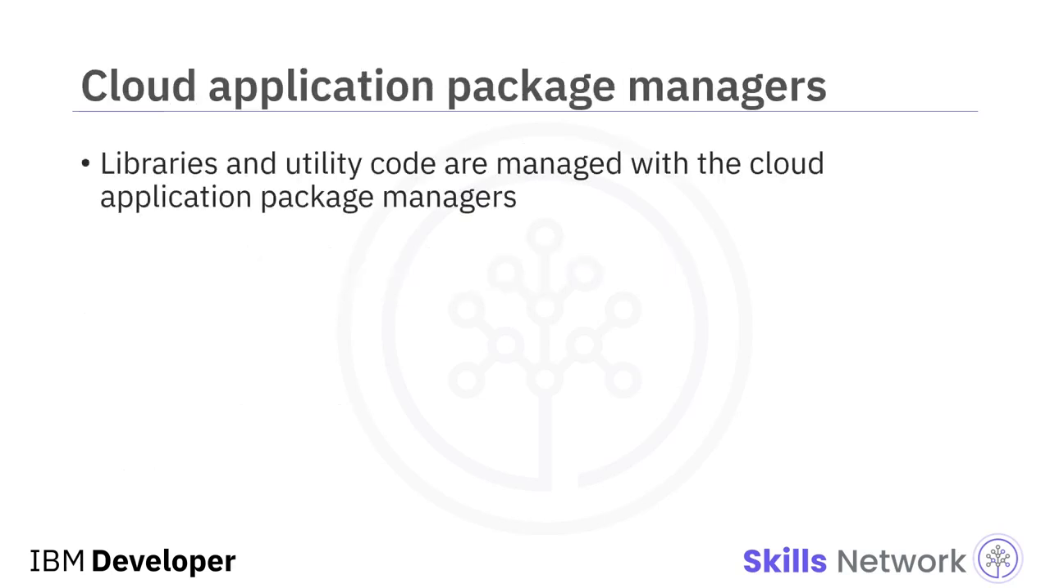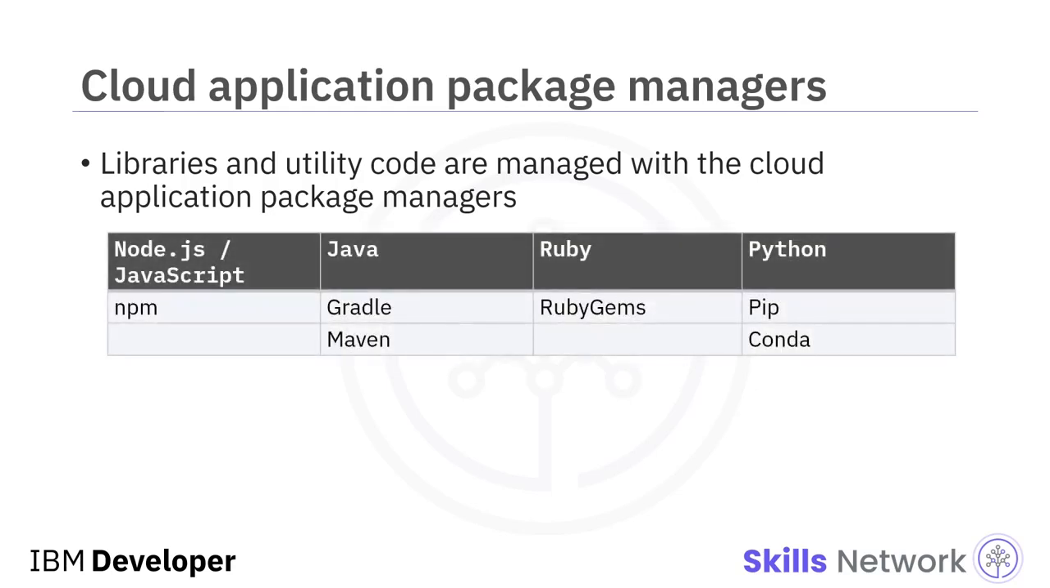Any libraries or utility code that is developed as part of the application is managed with the Cloud Application Package Managers. Here are some examples of package managers for popular languages. For Node.js or JavaScript, NPM. For Java, Gradle and Maven. For Ruby, RubyGems. For Python, pip and conda.